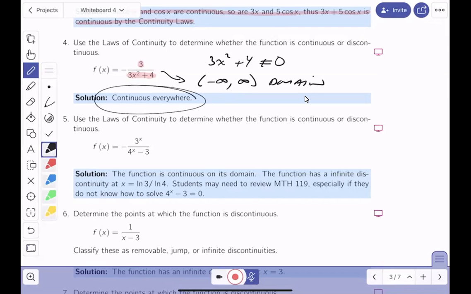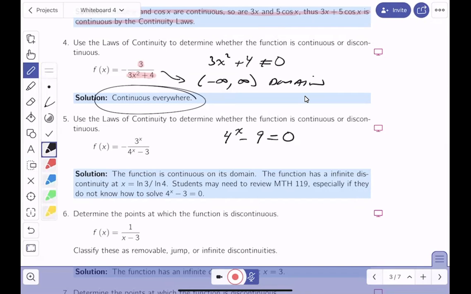Let's go to number 5, a little more difficult. And number 5 is, we have a ratio here. 3 to the x is always continuous, but I got to worry about the bottom. And these are exponential functions. Does the bottom ever take on a 0?